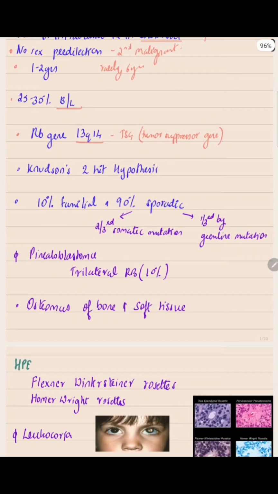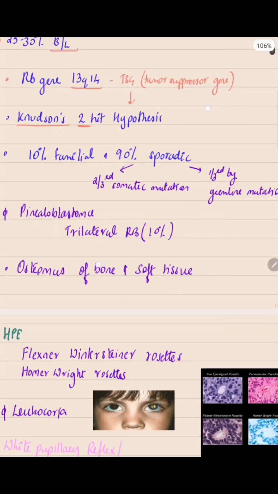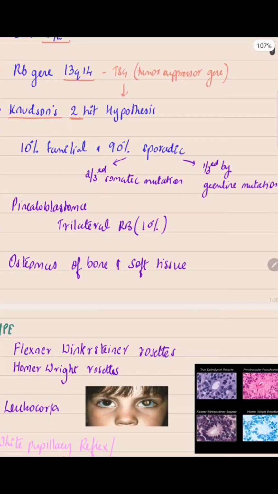Deletion or inactivation of this gene by two mutations is known as the two-hit hypothesis. It results in the formation of retinoblastoma. Of all cases, 10% are familial and 90% are sporadic. Among sporadic cases, 2/3 occur by somatic mutation and 1/3 by germline mutations.